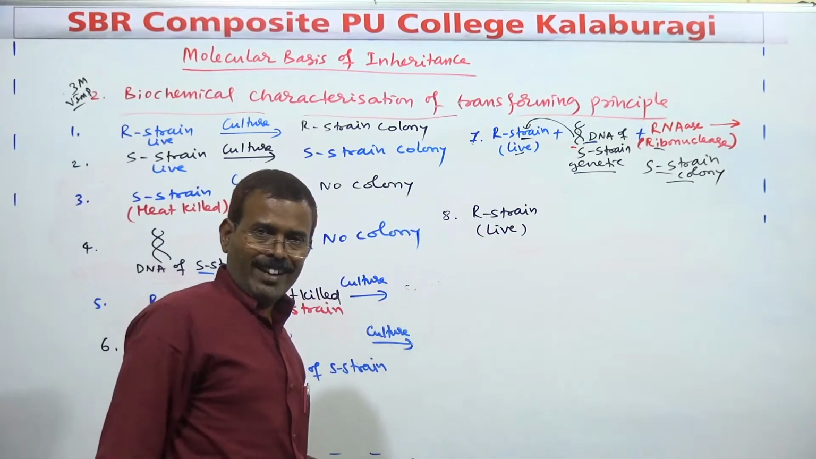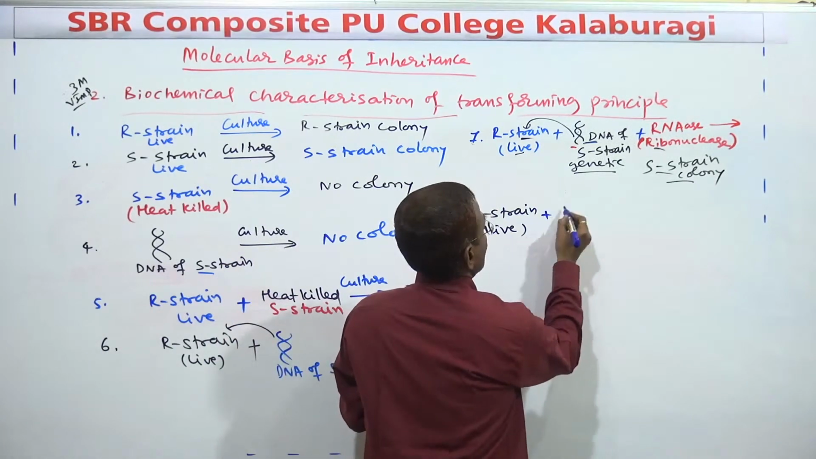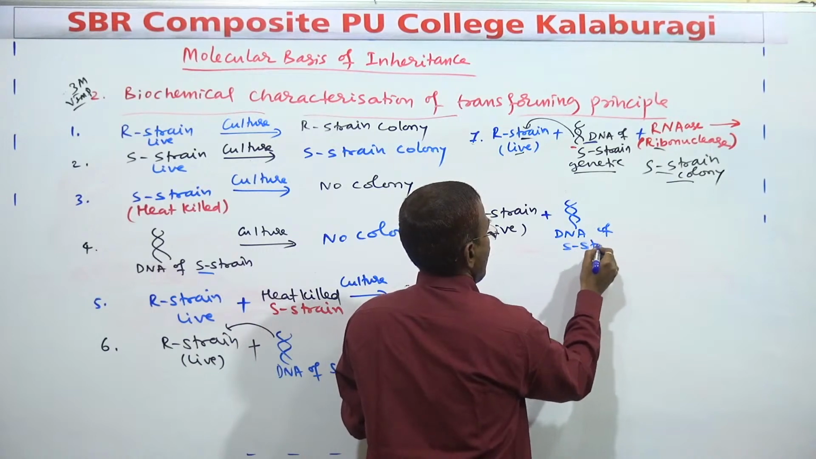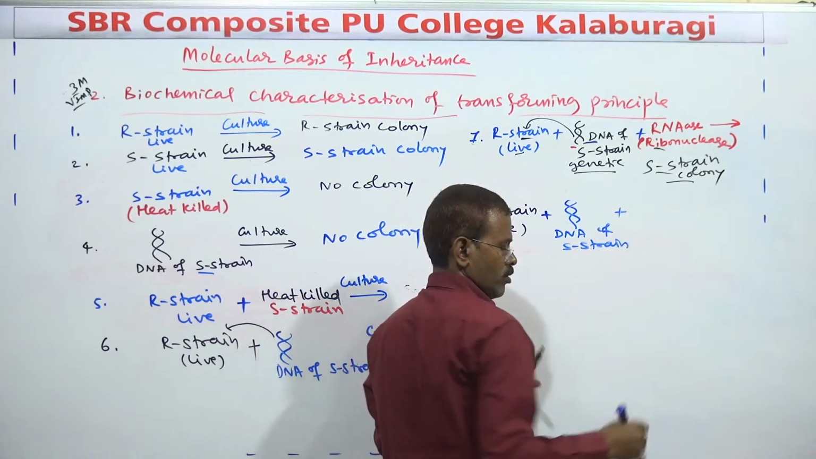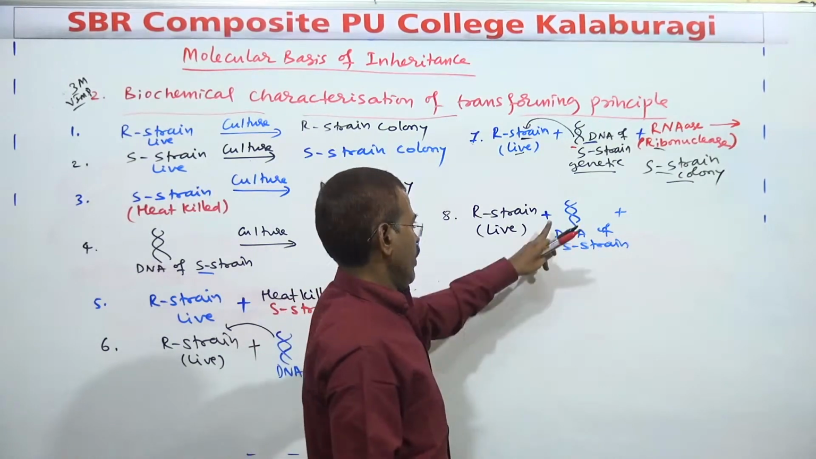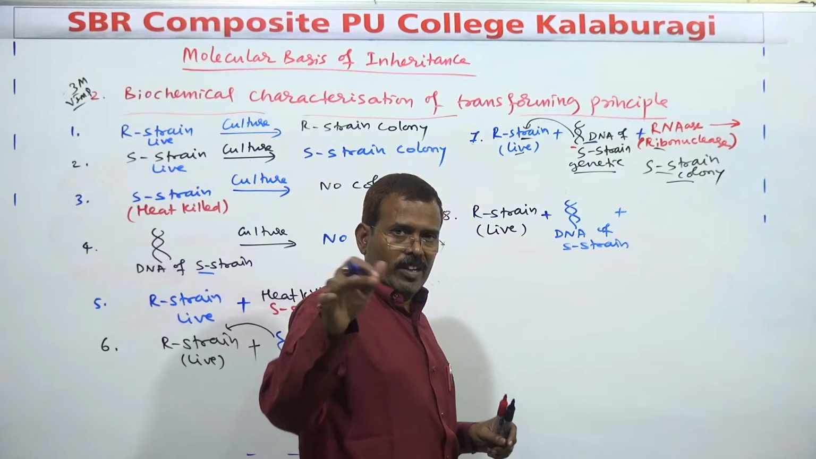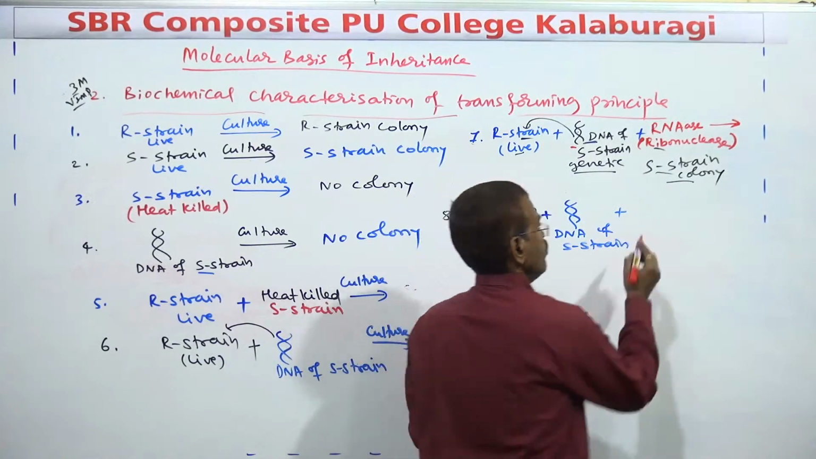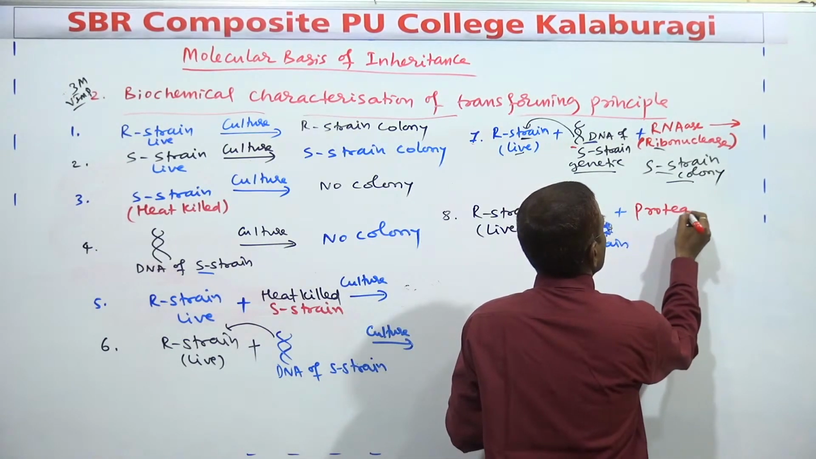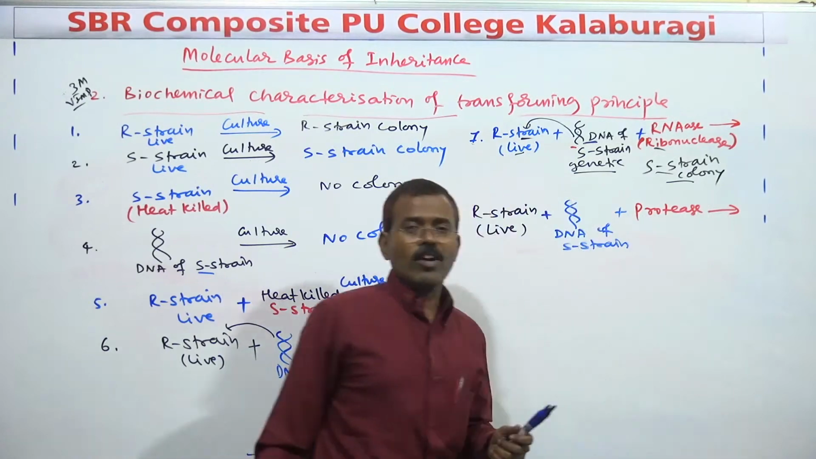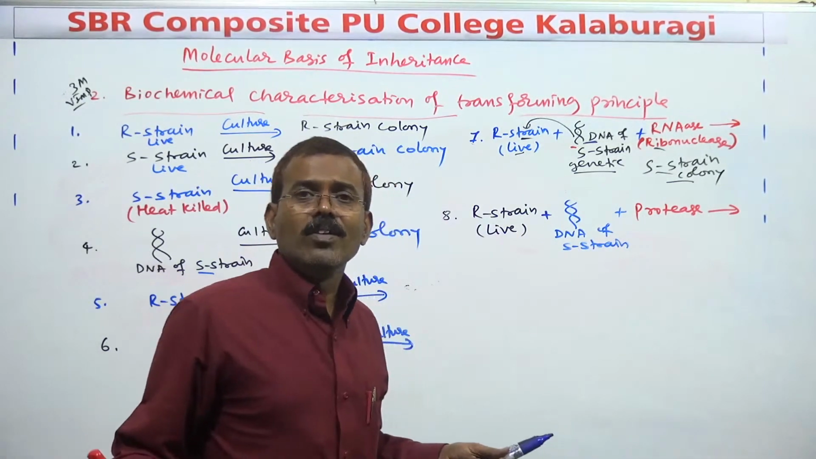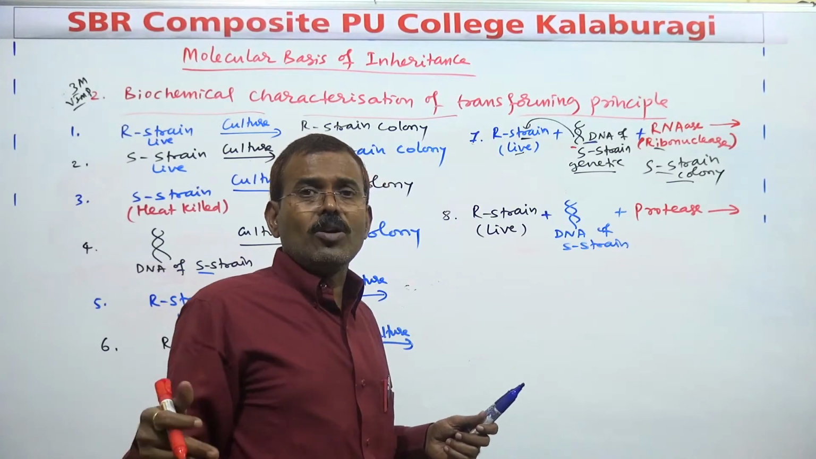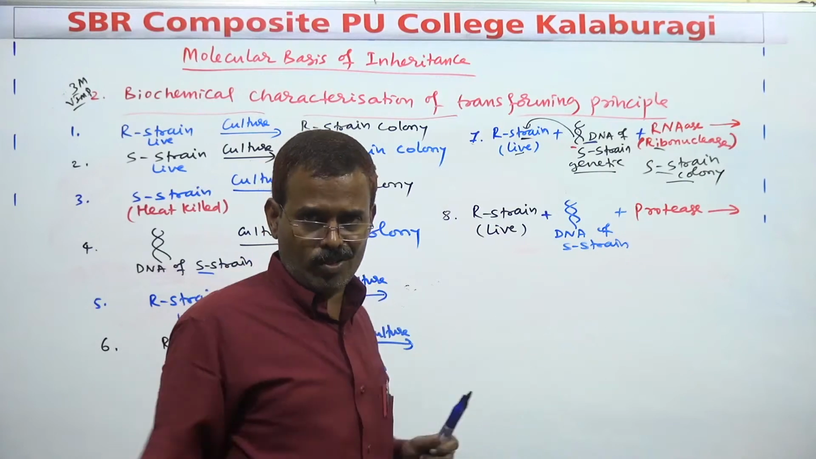Live R strain bacterium mixed with DNA of S strain, or say the genetic material of S strain. This time they used another enzyme, protease enzyme. You know, protease enzyme can digest proteins. It can digest proteins into amino acids, peptides into amino acids.